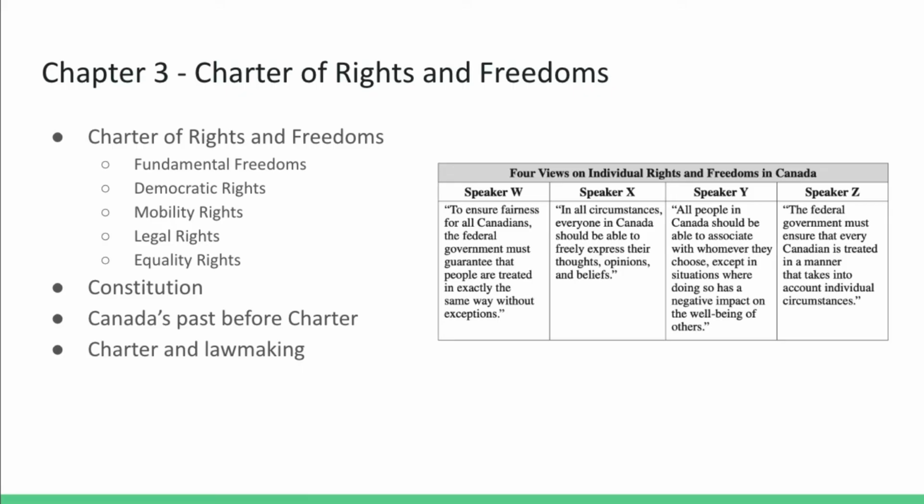Know about the Constitution. Remember, it is the highest law in Canada. What was the past like? What was our history like before the Charter was introduced? And how does the Charter affect lawmaking?